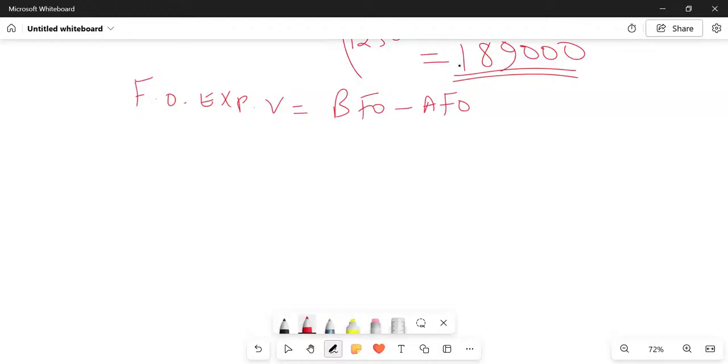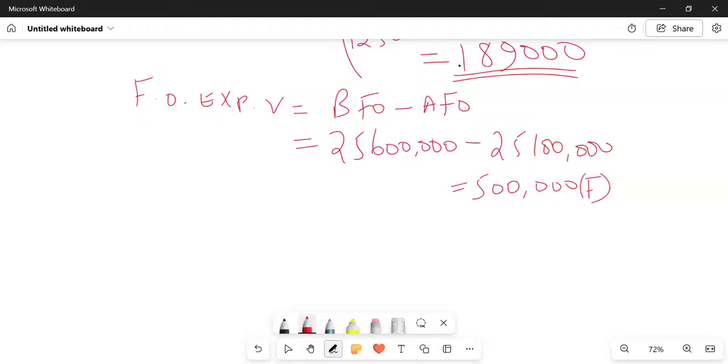So budgeted fixed overheads are how much? It is given, total 25,600. That is from the budget, isn't it? Minus actual fixed overheads, 25,100,000, like that. So 500,000 favorable. Positive, right? Thank you so much. From the charts, I can see. Don't forget to return that 1,000.